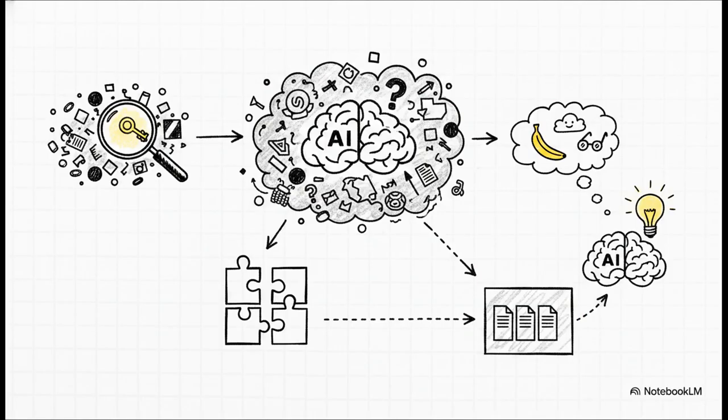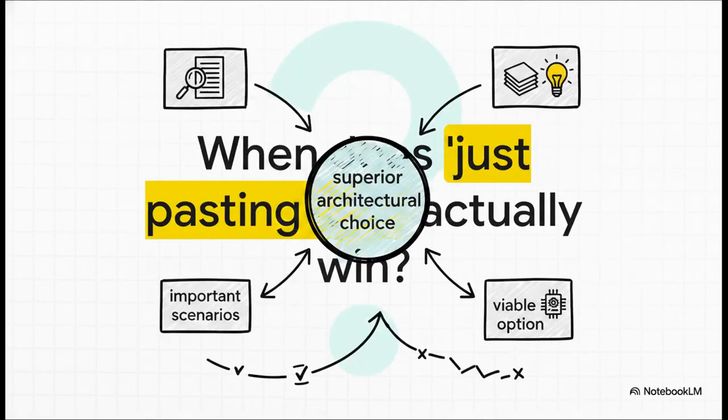You know that limit where it only shows the model the top, say, 5 chunks? That's not a bug, it's a feature. It forces the model to focus on a small, highly relevant set of evidence, which is the perfect weapon against context dilution. Okay, so given all those trade-offs, when does just pasting it all actually come out on top?